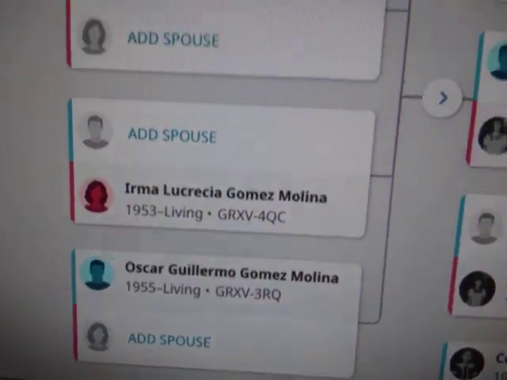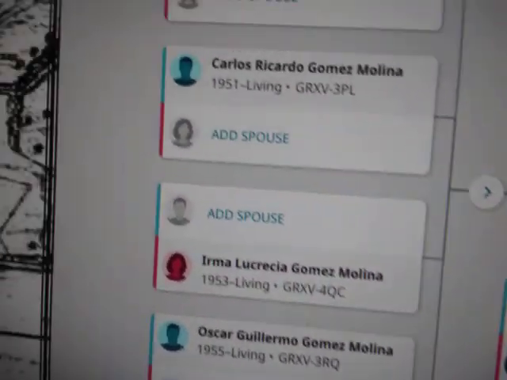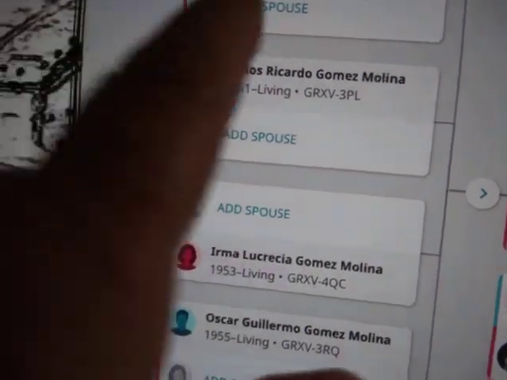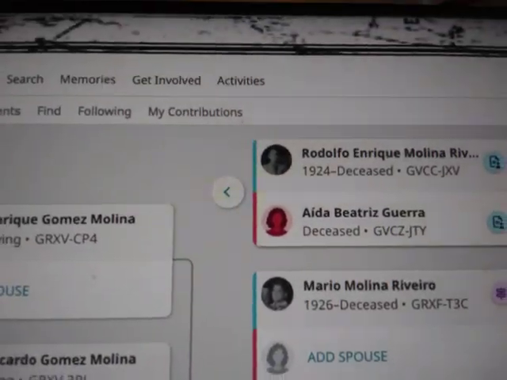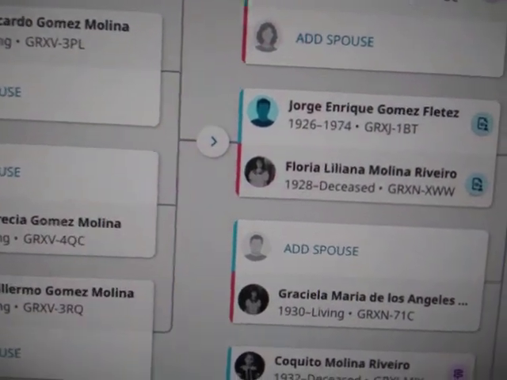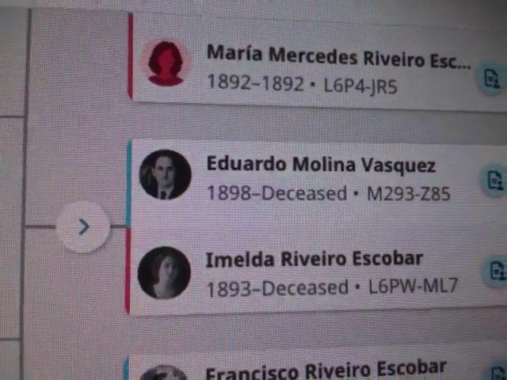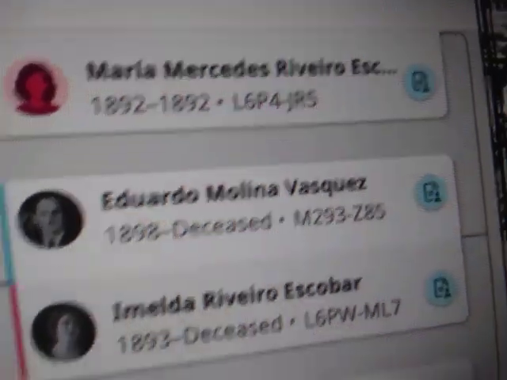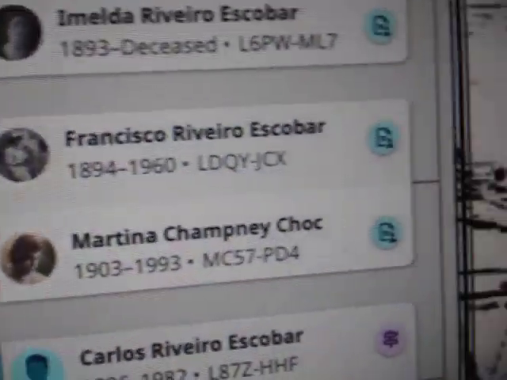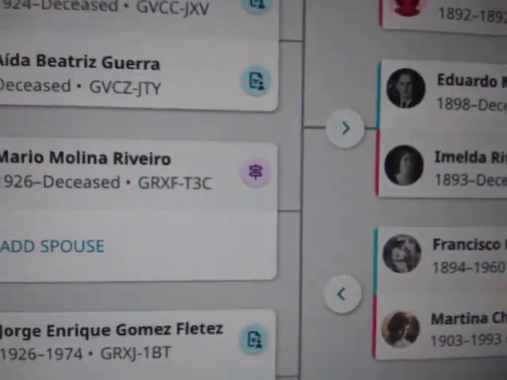We would have to finish entering all this stuff because I just have my information. I don't have you guys' information, and you would put the children under the wife. There's an option to roll down and add children. So it's really very user-friendly, this website. And there's Eduardo Molina Vasquez. I put in the pictures little by little, that's how it's been working. And all of these people were all connected.